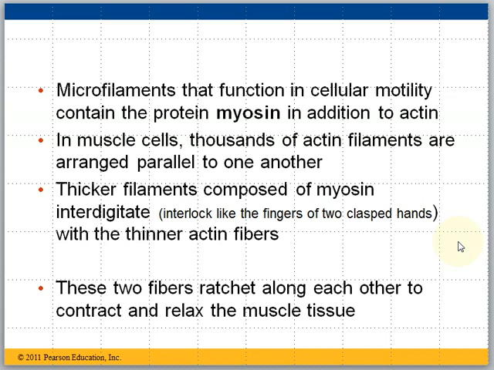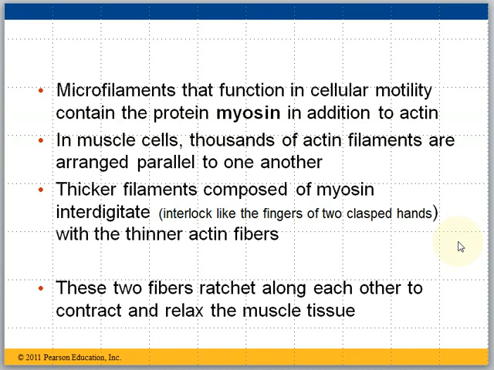I thought that was a kind of funny word, interdigitate. Basically it means they're interlocking like fingers of two clasped hands. So you have these parallel sheets of actin, and interdigitating with that are these filaments of myosin. And the way that the muscles work is when they get the electrical signal from the nervous system, these two types of fibers actually link and ratchet together to shorten the muscle fiber, and that's a contraction.